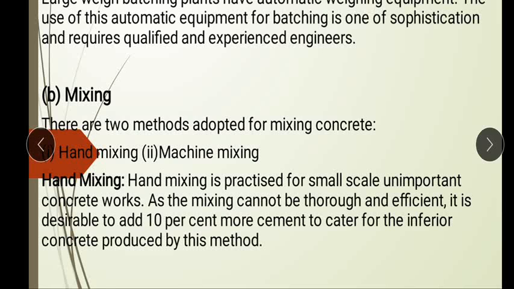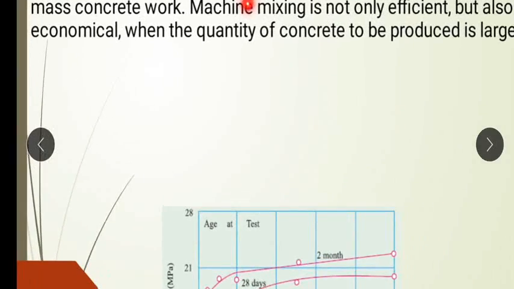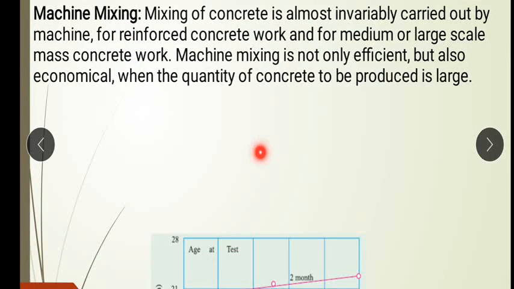The first one is hand mixing. Hand mixing means that by using technical labors we get that weight or volume batching. Based upon that batching, masons use the labor to mix the concrete in a proper way. But for huge concrete making, it is not a good option. The better one is only machine mixing.